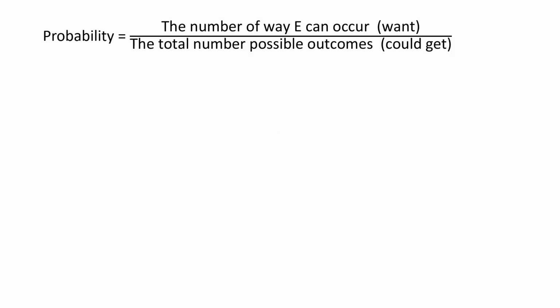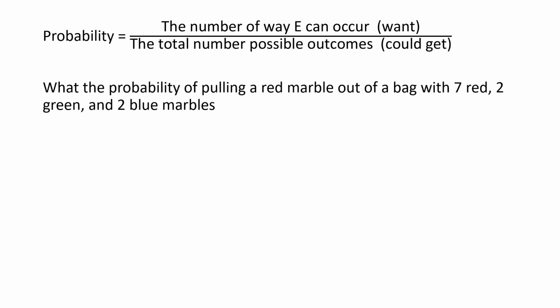Remember, the actual formula for probability is the number of ways E can occur over the total number of possible outcomes. What we need to think about is the top is what you want. The bottom is what you could get. So here's a question. What is the probability of pulling a red marble out of a bag with 7 red, 2 green, and 2 blue marbles?